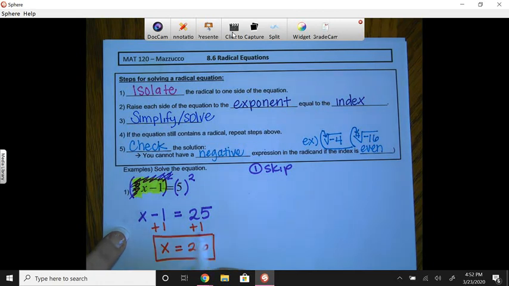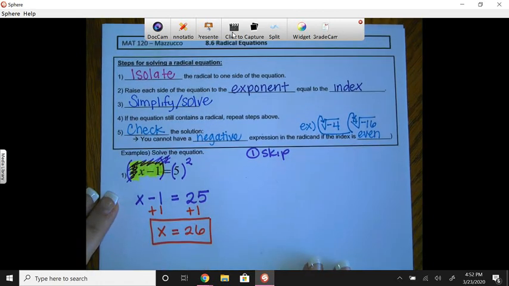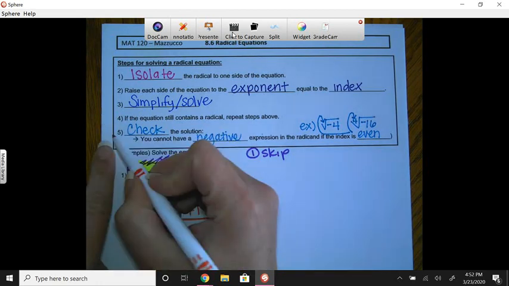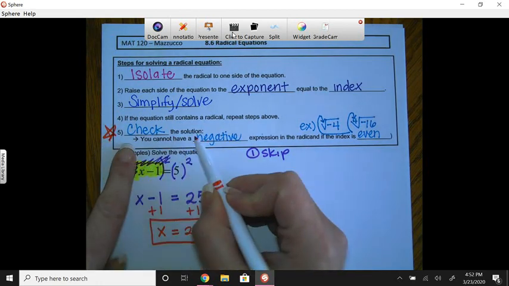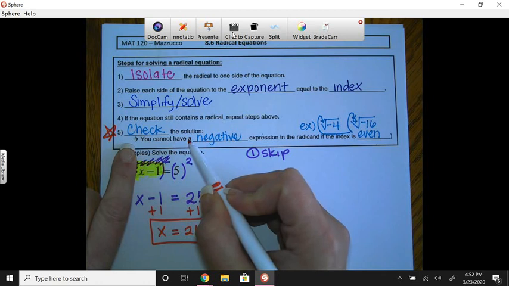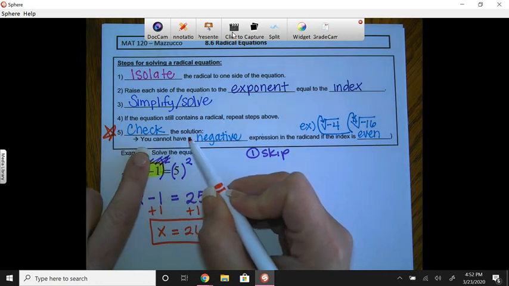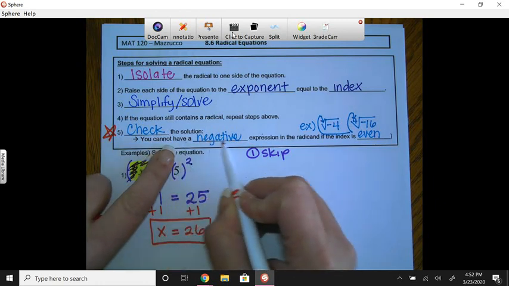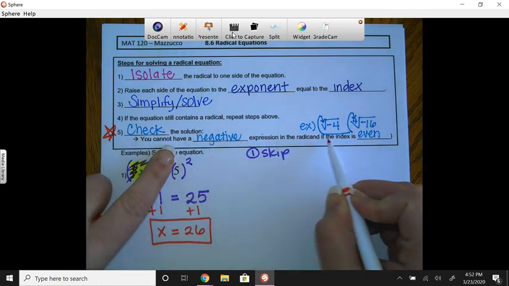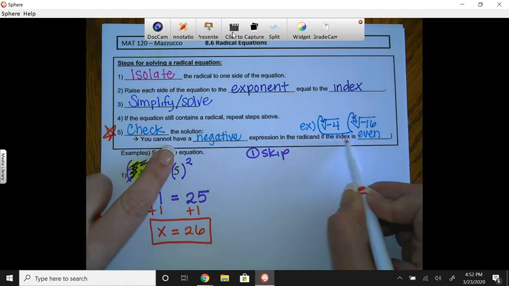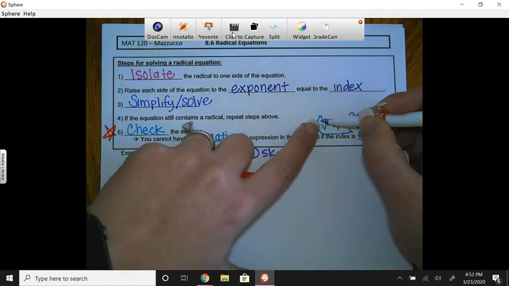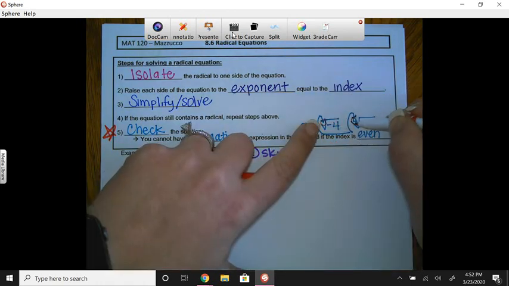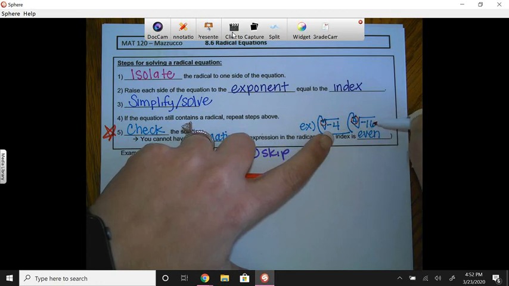Now before we box our answer and say that we're done, we have to do step 5, which is to check our solution. We are not checking to feel good. We're checking because we have to. Because we know from previous lessons that you cannot have a negative in the radicand if the index is even. Remember, this little number right here cannot be even if you have a negative inside.